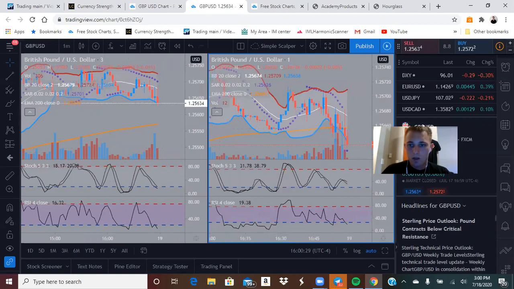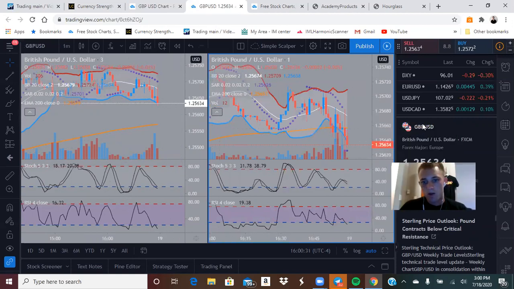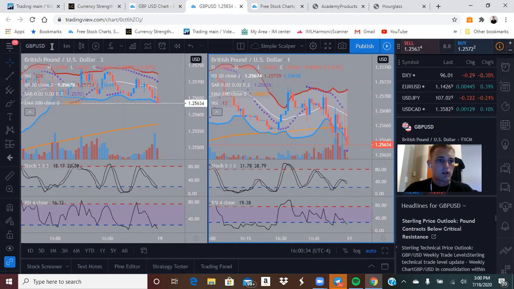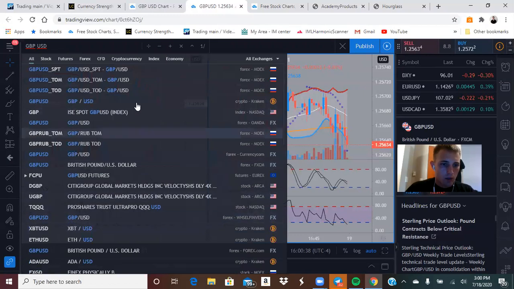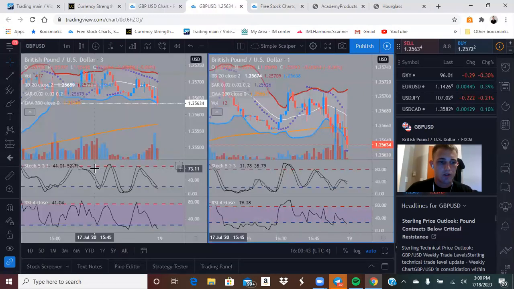I gotta make sure these match up. 25634, okay, so these are the same ones. Sometimes, if you guys look, GBP, right? You see how there are so many different ones, they're all GBP, but sometimes the prices are different. So you want to make sure that they're the same when you open up two different windows.